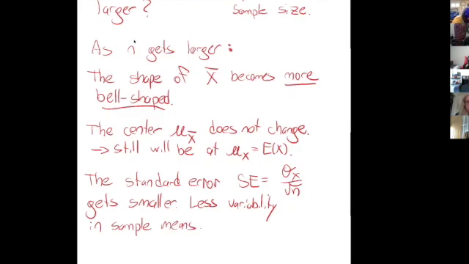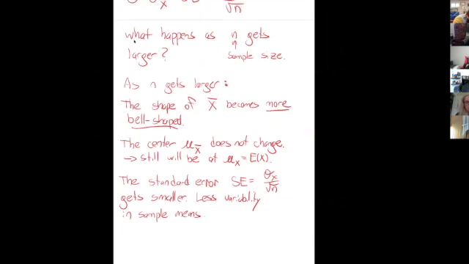So we get less variability in sample means when we pick larger and larger samples. So for example, these could be good multiple choice true false questions on an exam about the central limit theorem.